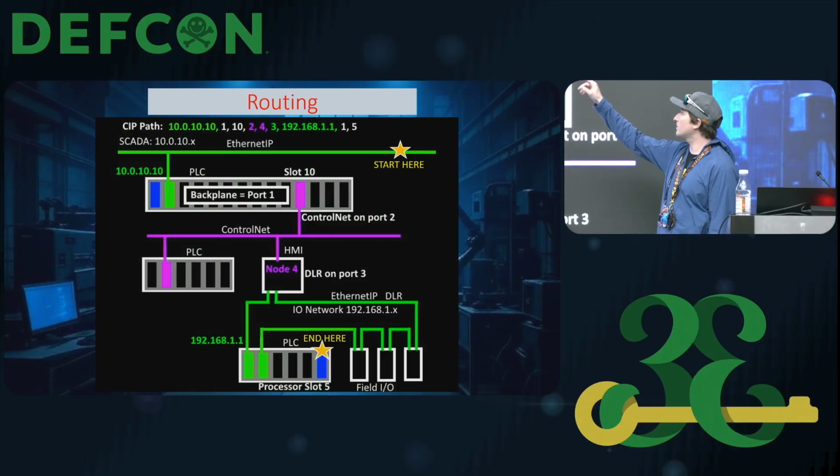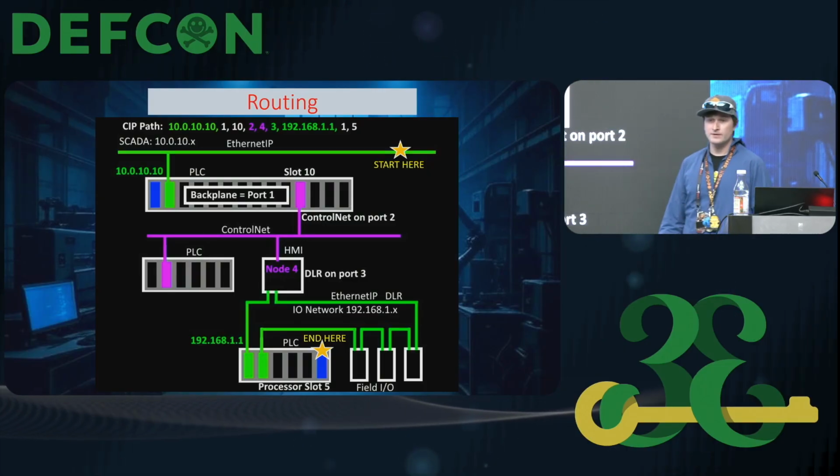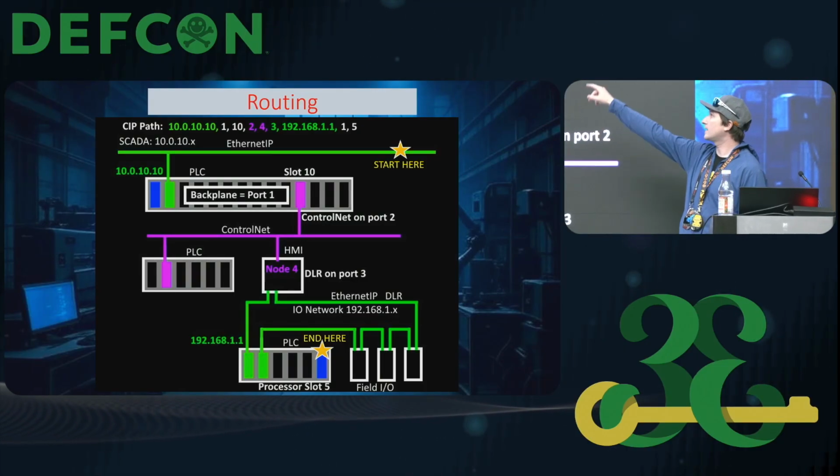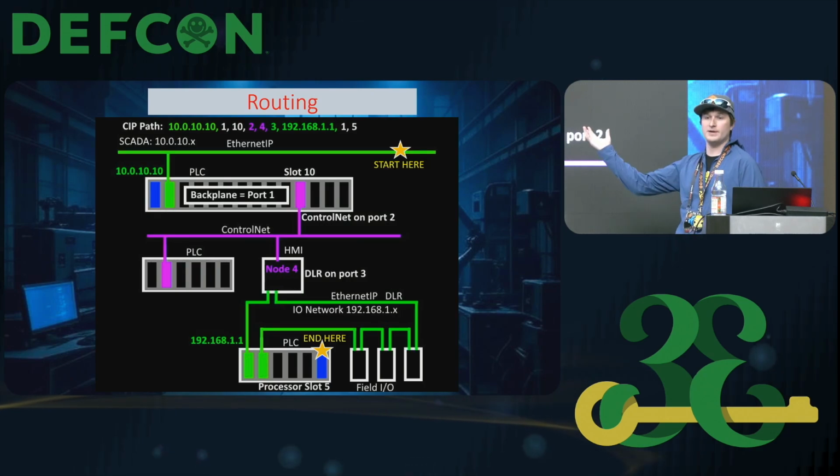I can say then go to slot 10, and that takes me to slot 10 in my chassis. From there, I say go out port 2. That's that purple 2. And that takes me out the control net port of that card. We've now transitioned from an Ethernet-based network onto a control net-based network.